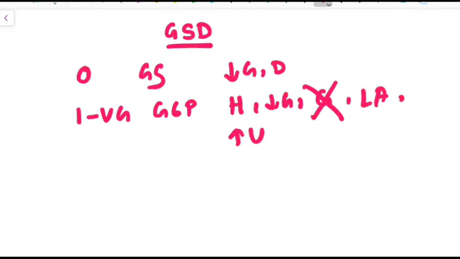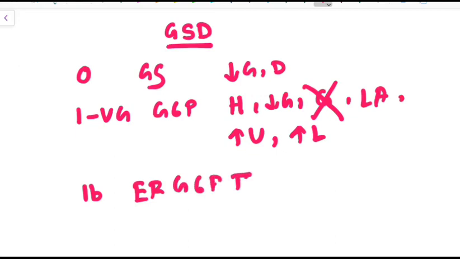hyperuricemia, and hyperlipidemia. Next is glycogen storage disease type 1B, and the enzyme is the endoplasmic reticulum glucose 6 phosphate transporter defect, and the symptoms are the same as von Gierke's disease.